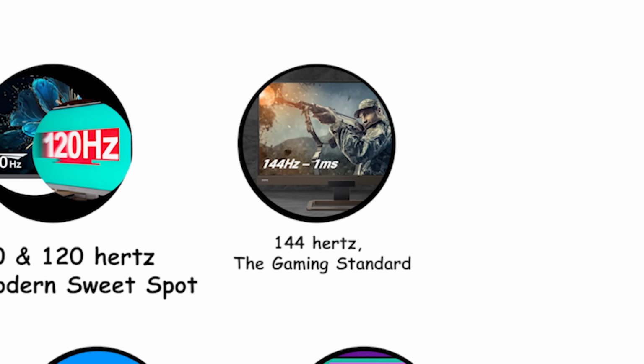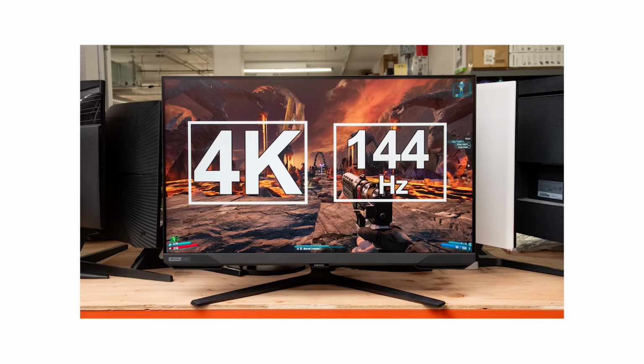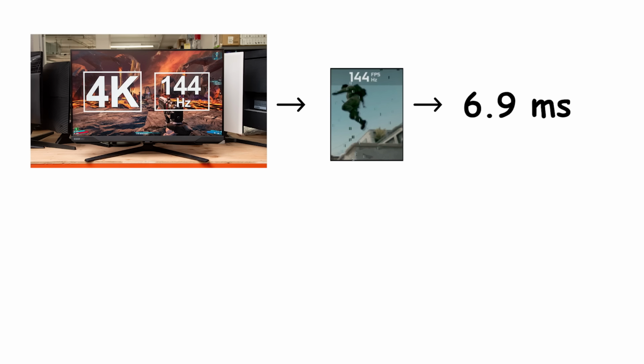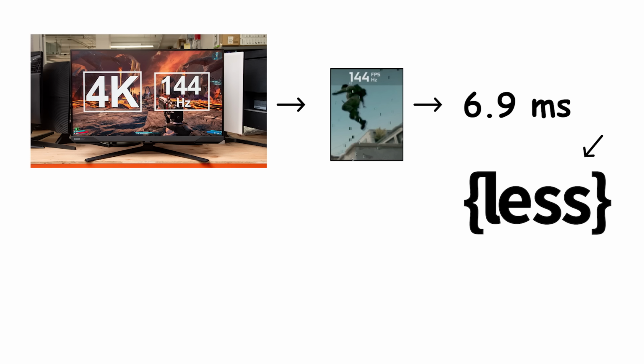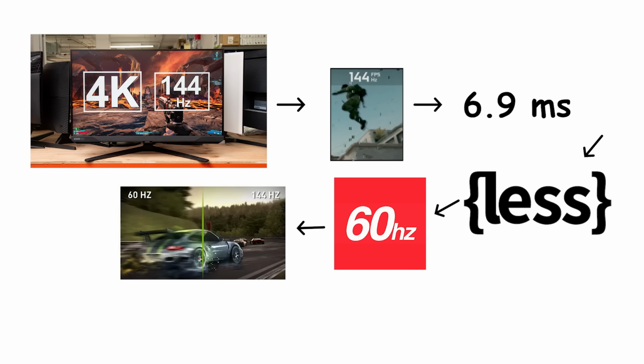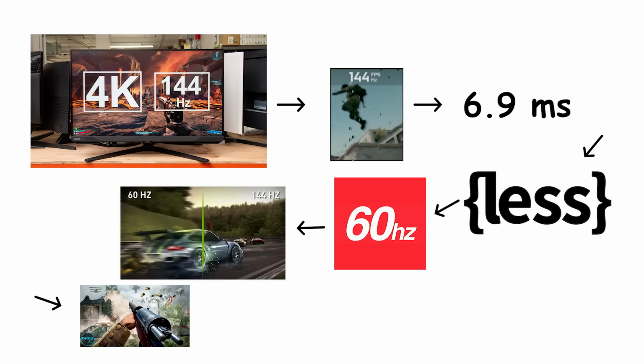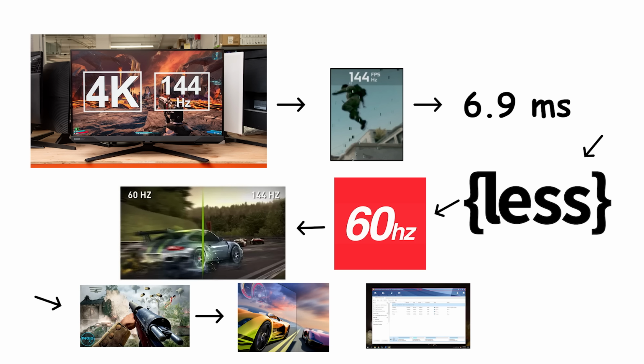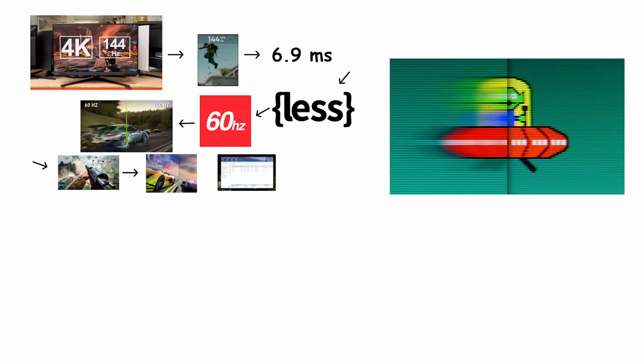144 Hz, the gaming standard. At 144 Hz, each frame lasts about 6.9 milliseconds. That is less than half the persistence time of 60 Hz, which makes fast motion feel much sharper and cleaner. The effect is immediately visible in first-person shooters, racing games, or even just dragging windows around. Everything snaps to motion, instead of smearing across the screen.